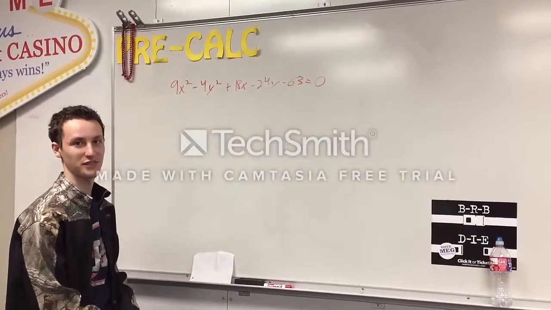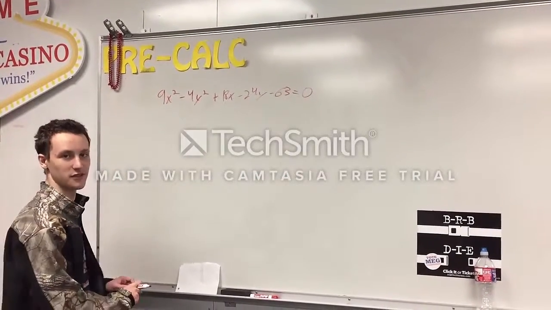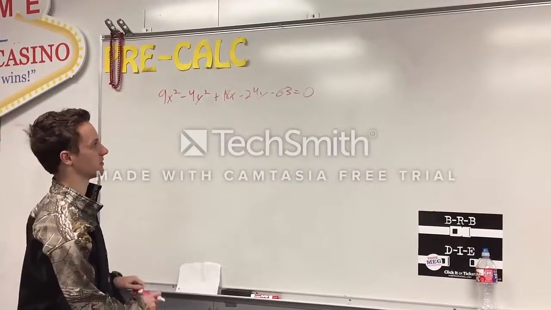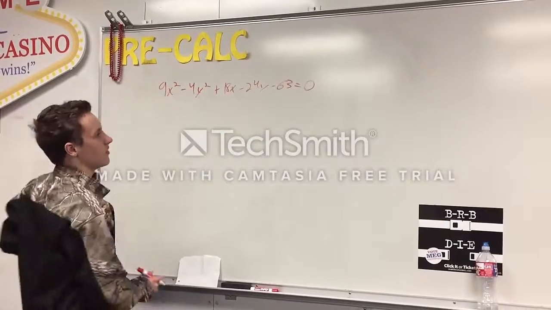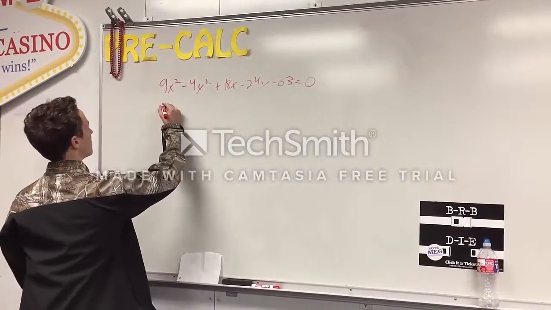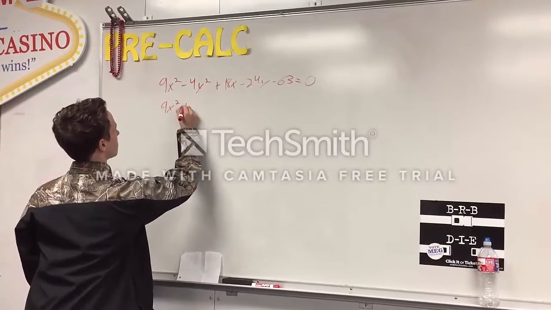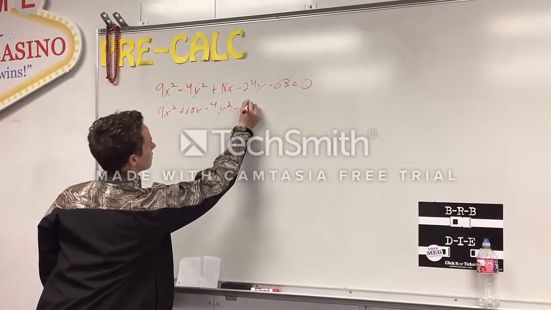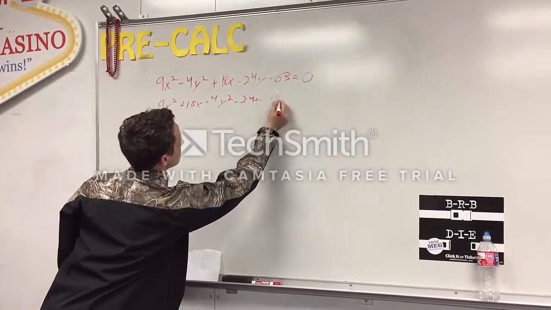So we are going to be completing the square for this hyperbola to get into standard form. But first we need to get the x's together and the y's together and move this number to the other side. So we get 9x squared plus 18x minus 4y squared minus 24y equals 63.